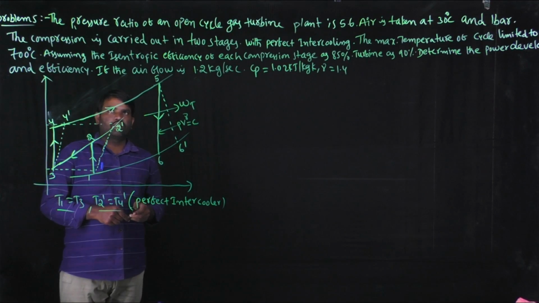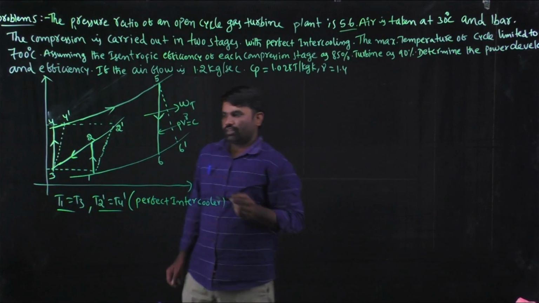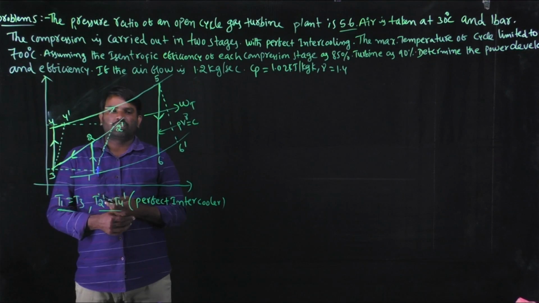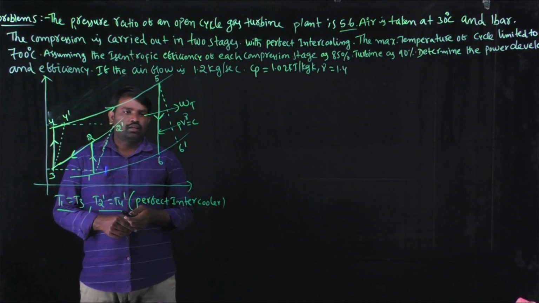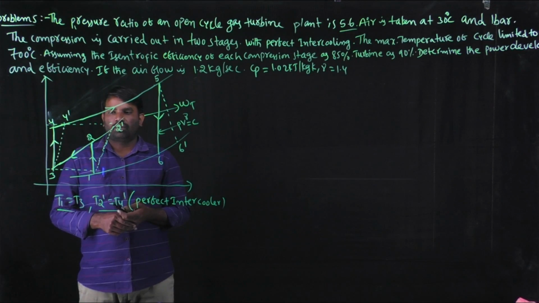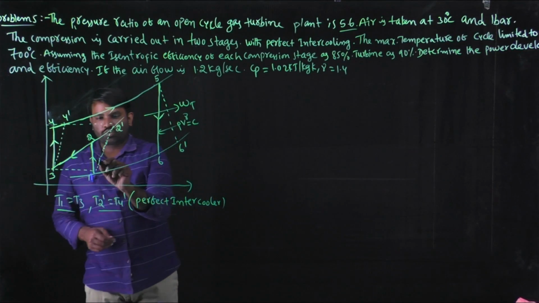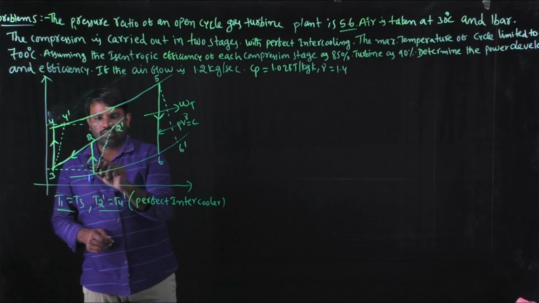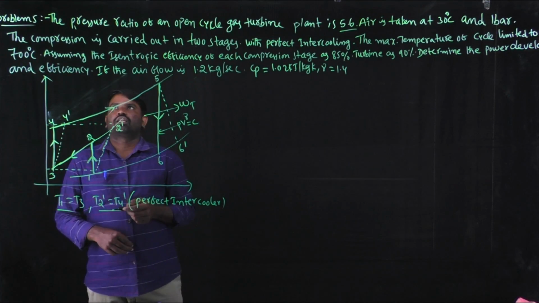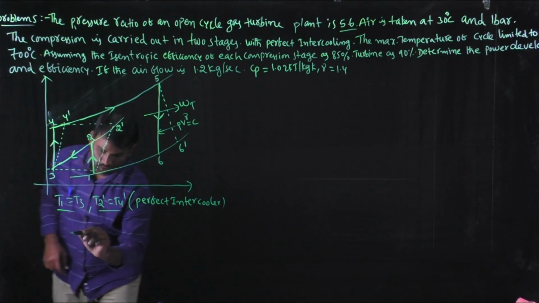What is the given data? The pressure ratio of the open cycle gas turbine plant is 5.6. The pressure ratio is given. Air is compressed in the 1 to 2 process and the 3 to 4 process. We use that pressure ratio in the 1 to 2 process. For the second stage compression, we will see how to find the pressure ratio. The first stage compression ratio P2 by P1 is given in the data.